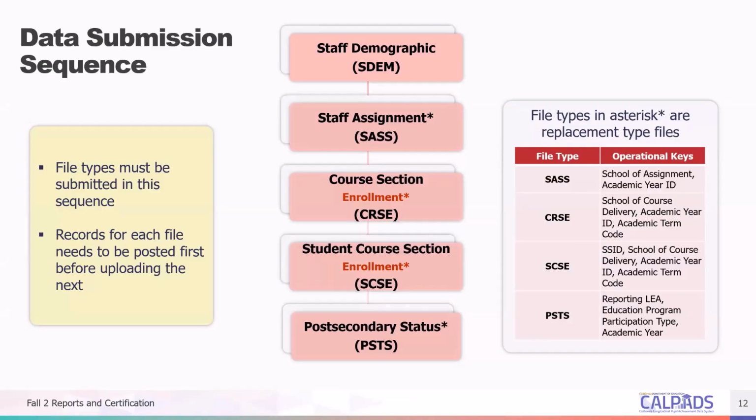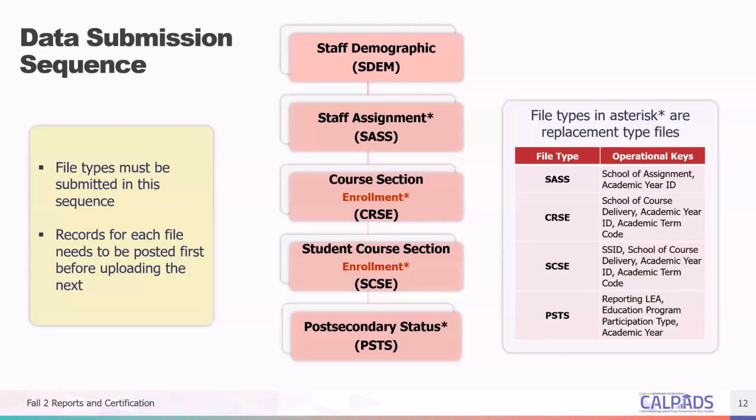So technically, CALPADS allows you to submit these records in any order. If you're new, we suggest you do it in this sequence listed here. Staff demographic first, right? Every teacher needs a staff demographic record submitted. Then the staff assignment, you're going to tell us what that staff member does at your district. Then you need a course section record. For those of your staff that are teachers and that are providing instruction to students, the course record is that instruction. Course records are teaching assignments. Then the student course section, again, it's a small file. It's just enrolling students showing the instruction they're receiving.